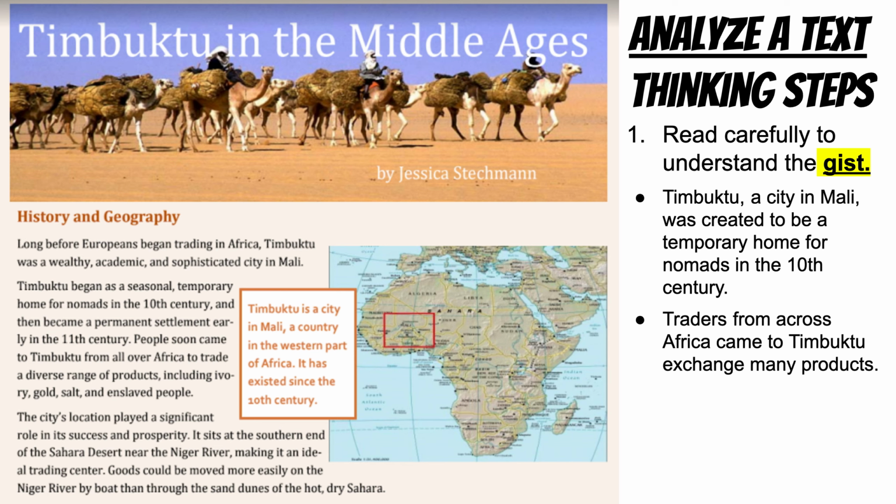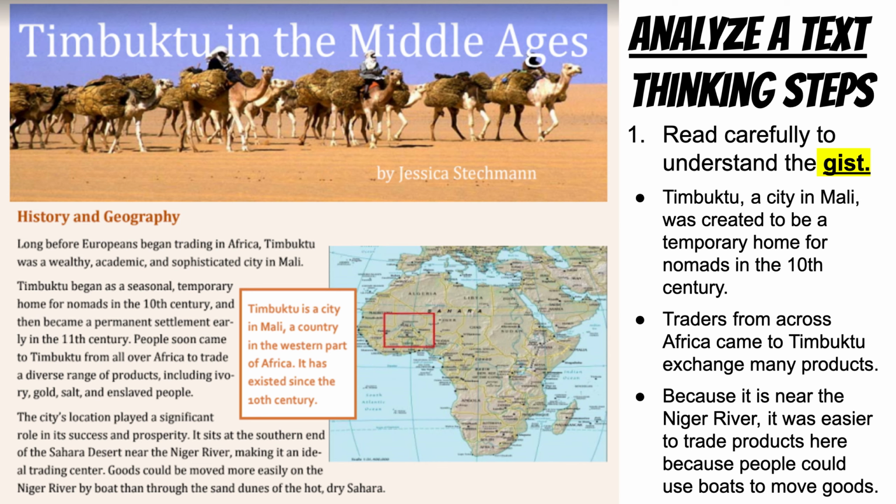Traders from across Africa came to Timbuktu to exchange many products. Both of these gist statements cover the importance of its history. Now we need one that talks about geography. Because it was near the Niger River, it was important to trade products here because people could use boats to move goods. Now that we have some good gist statements that reflect the subheading, let's go ahead and move to the next step.